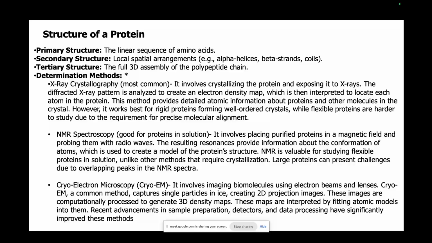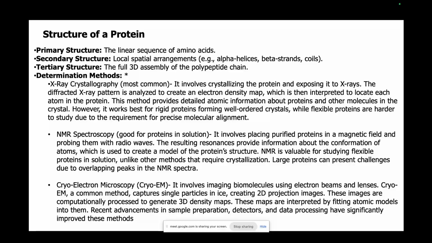Rigid proteins form well-ordered crystals, while flexible proteins are harder to study due to the requirement of precise molecular alignment. So crystallizing itself is a difficult process. In some cases, it can be difficult, depending on the type of molecule or the compound you are using.